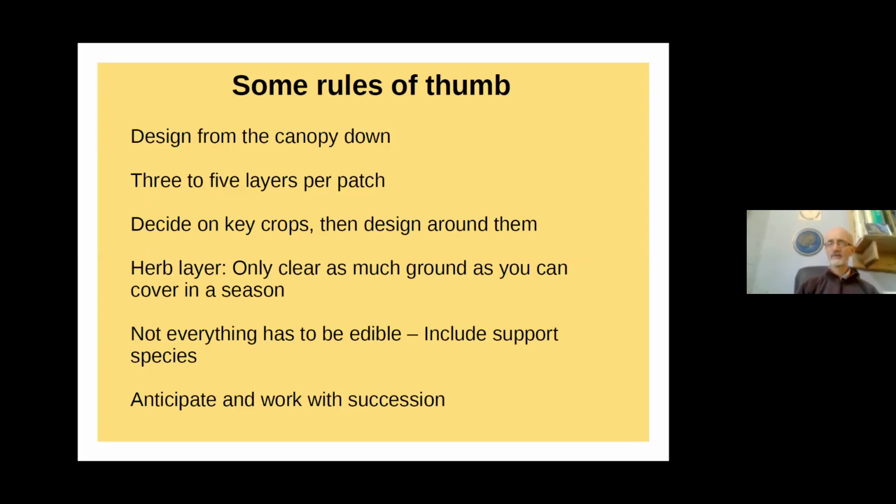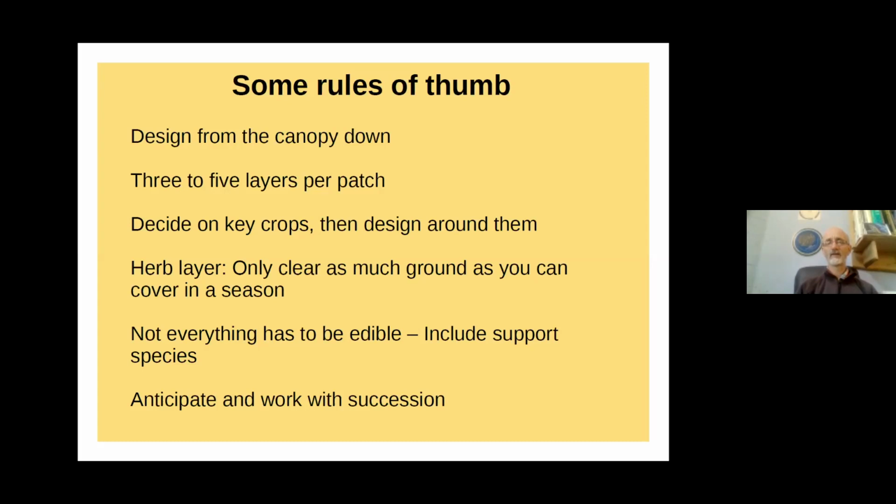So just to summarize, how do we apply the diversity concepts in guild plantings? Some rules of thumb to present are designing from the canopy down, so thinking about what is the tallest layer and how does that affect light conditions? Are you planting a dense tree canopy or just a few trees or bushes dotted about that leave a lot of light in between? That will have an effect on all the lower layers.